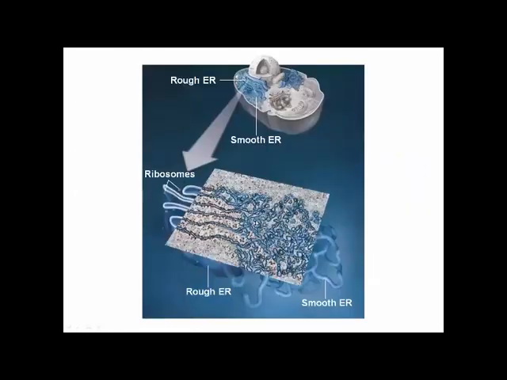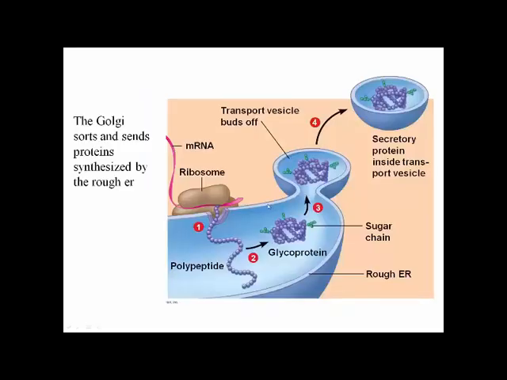So this is actually a figure from your text. I'm kind of mixing different text figures here. But outside of the nucleus, you're going to find a continuous extension of the nuclear membrane. Part of that is smooth ER, part of that is rough ER, and they have very distinct functions. Now, the Golgi apparatus is the next part of the endomembrane system that I want to talk about. And the Golgi apparatus sorts and sends proteins that have been synthesized by the rough ER.